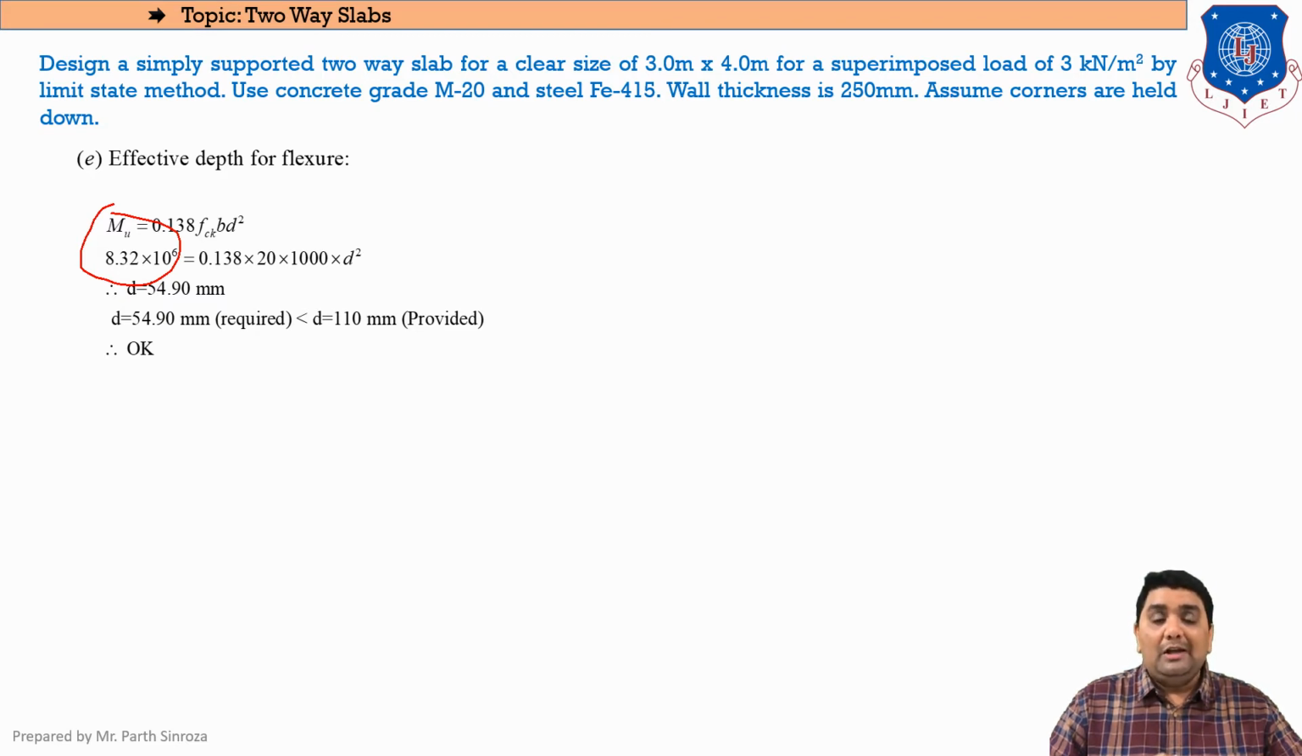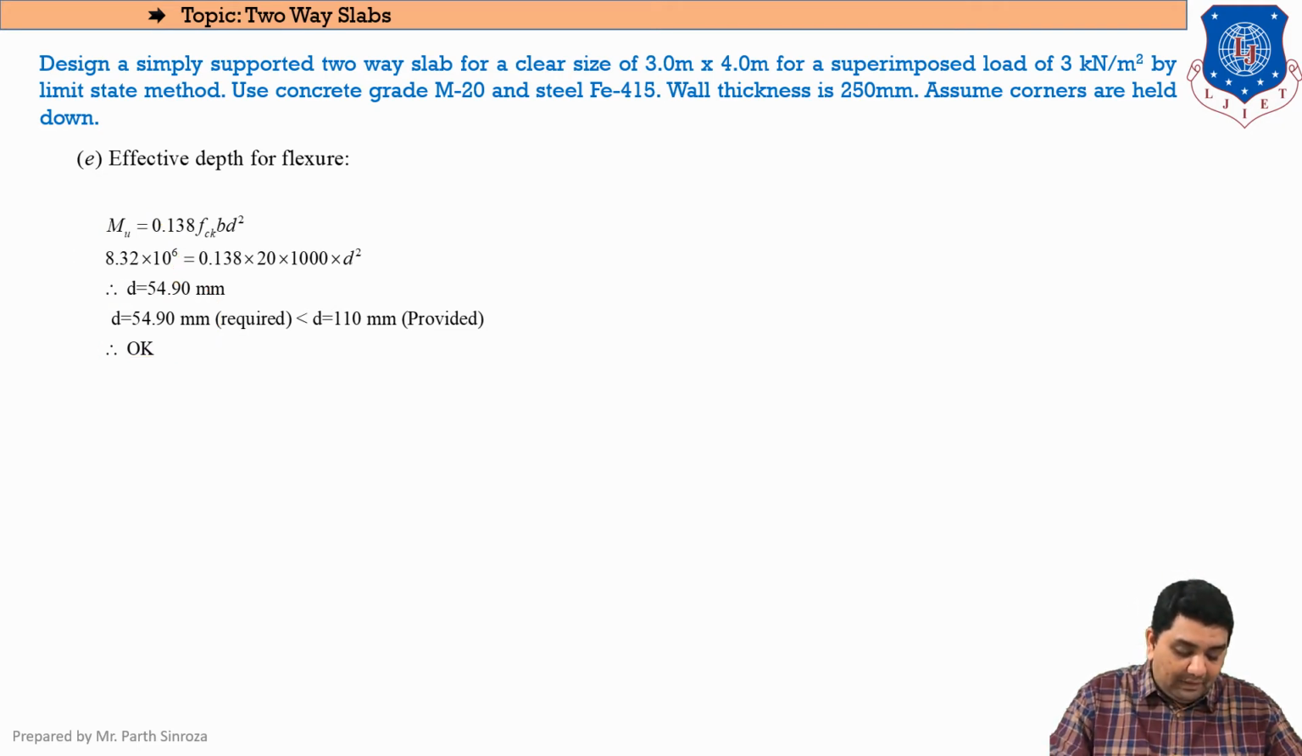So what to do now? Remember, whenever you are getting two different values, always substitute the higher value. The higher moment can also be resisted, and if the depth is satisfied for the higher moment, the depth will be directly satisfied for the lower moment too. So we are not supposed to calculate for the lower moment, we will always be calculating it for the higher moment. Clear? So the higher moment is in the x direction, that is Mx.